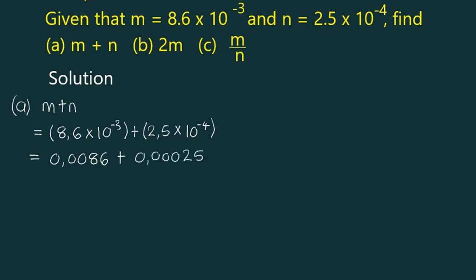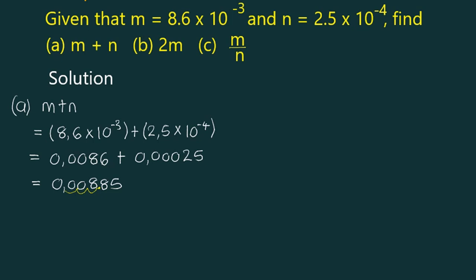0.00025. Now if we add 0.0086 and 0.00025, then what we'll be having here is 0.00885. And now we have to convert this 0.00885 to standard form. So our decimal point will move 1, 2, 3 places to here between the 8 and 8, so that this number is between 1 and 10, to have one non-zero digit before the decimal point.